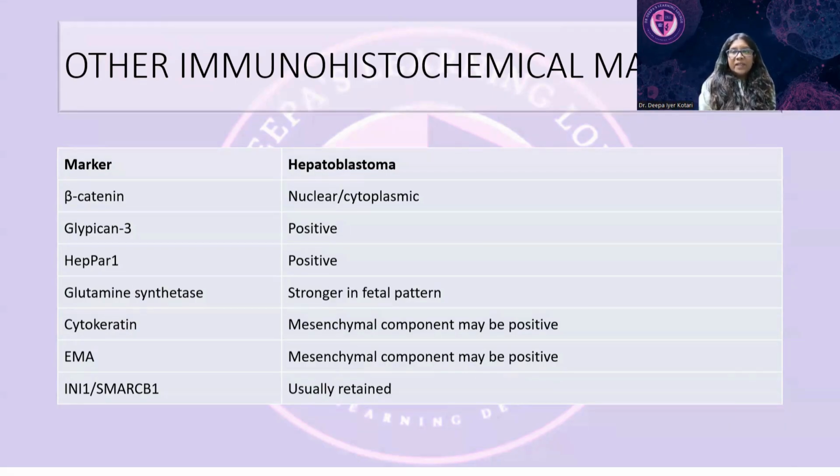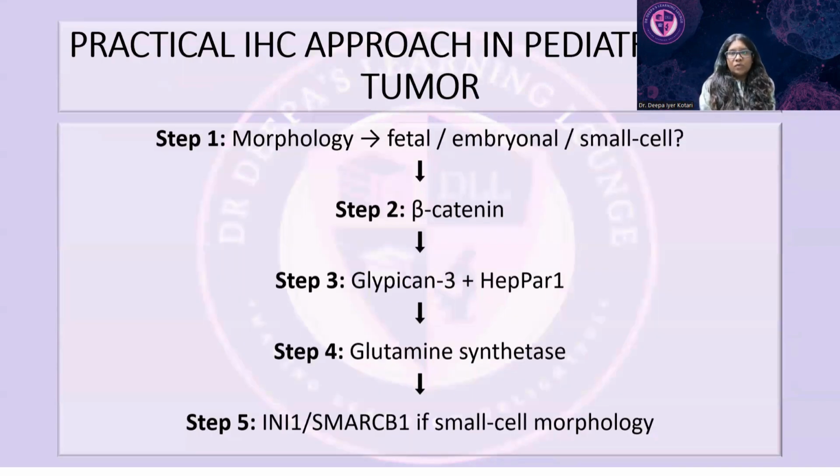So it is negative in the small cell undifferentiated component. Also INI1, which I already told you, you should consider loss of INI1 in malignant rhabdoid tumors, while it is retained in hepatoblastoma. In general, hepatoblastomas do not show INI1 loss. So in case you see SMARCB1 or INI1 loss, you have to reconsider your diagnosis and further do IHCs in terms of the rhabdoid type of architecture tumor and not a hepatoblastoma.